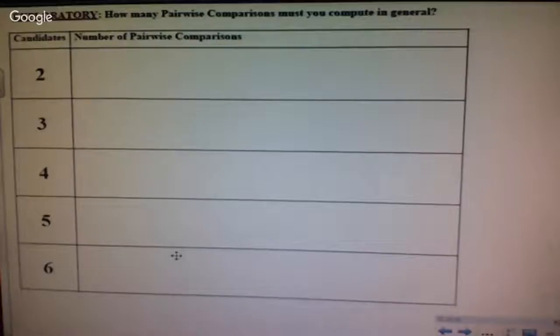Okay. In the first example, we had 6 comparisons we had to do. In the second example, we only had 3. We need to figure out how to determine how many comparisons I need. So if I have 2 people, how many matchups do I need? 1. Okay. We said if we have 3, we need 3. And if we had 4, we needed 6.